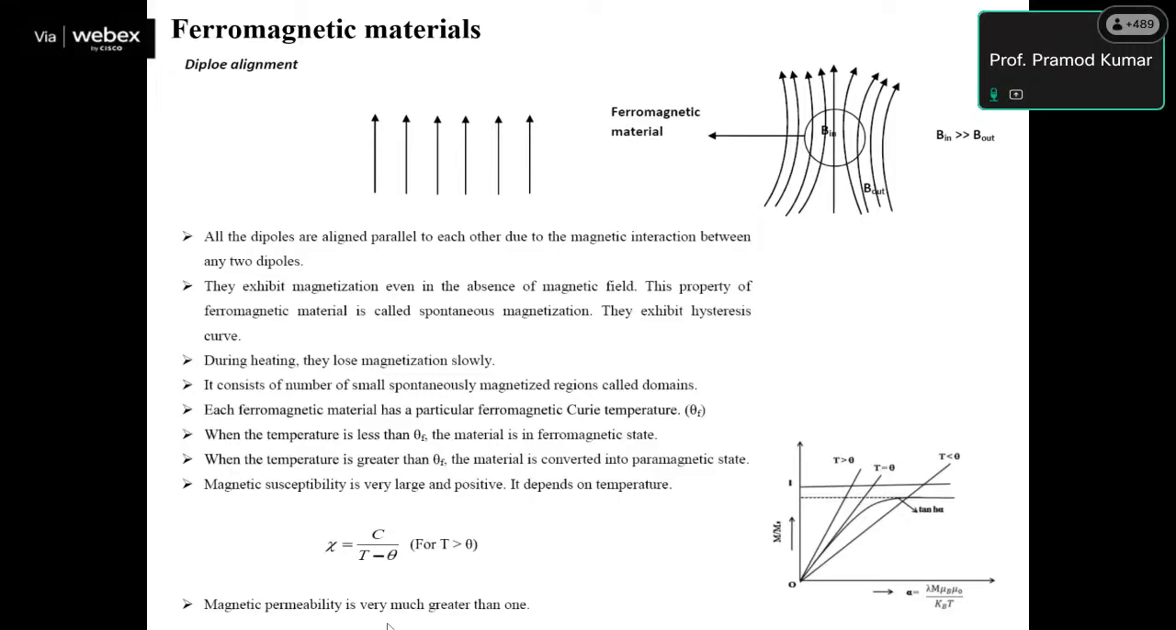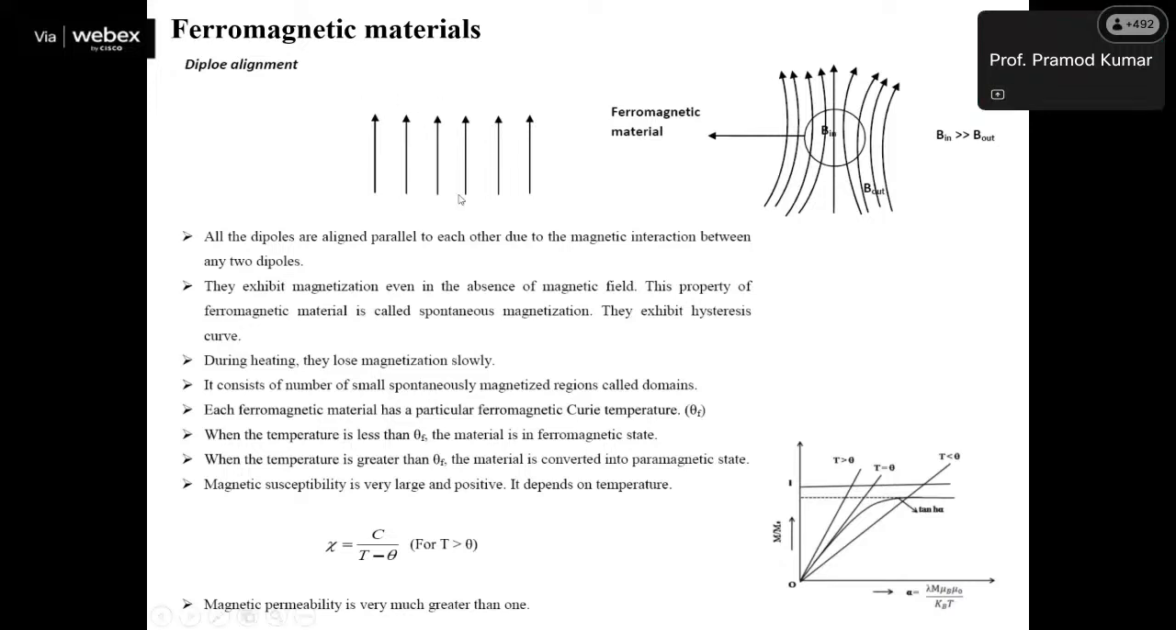Okay, so next, if you move towards the ferromagnetic material, just try to look at this diagram here. If you look here, all dipoles are aligned in one direction. All dipoles are aligned in one direction. Such type of material basically has a finite value of magnetization even without applying the magnetic field.